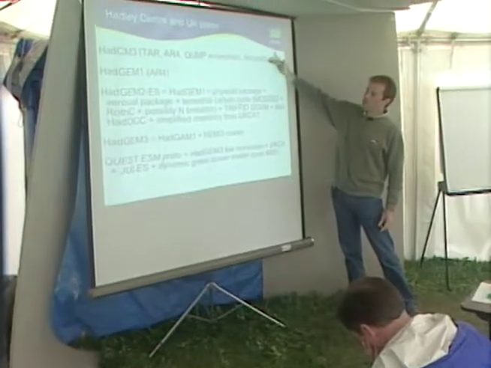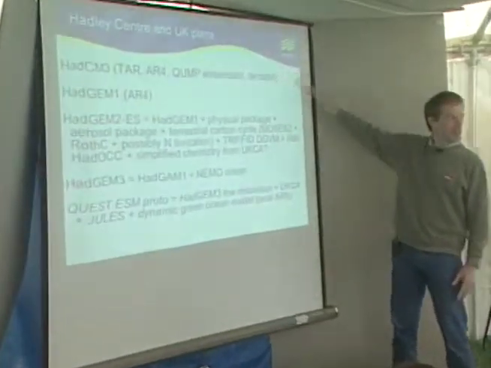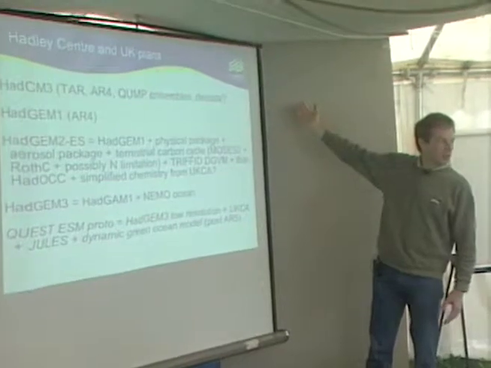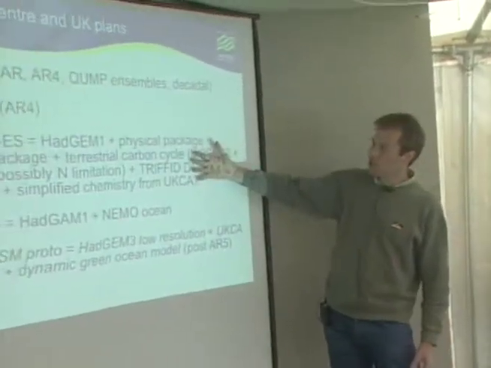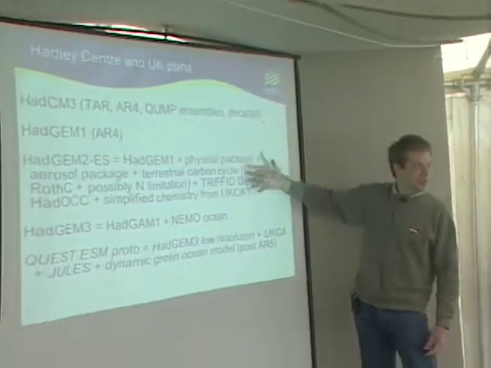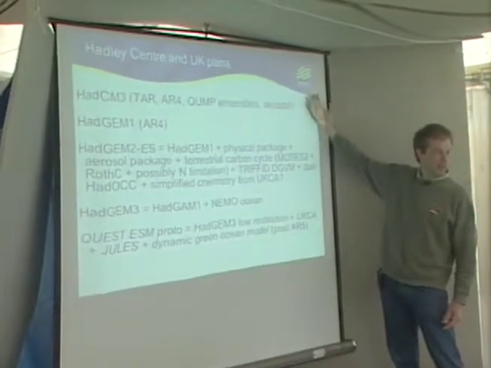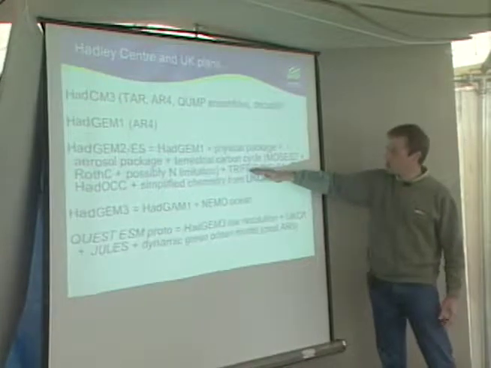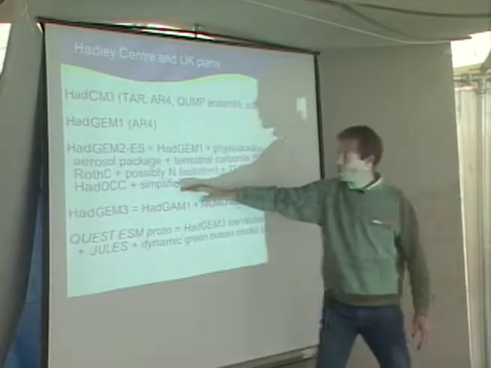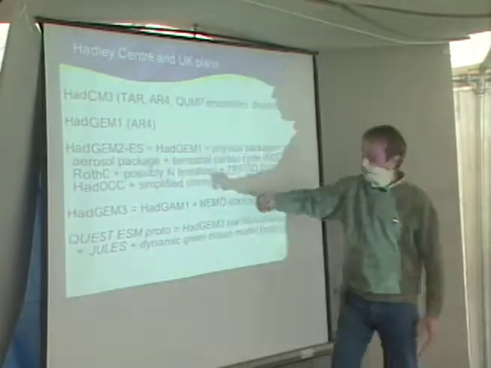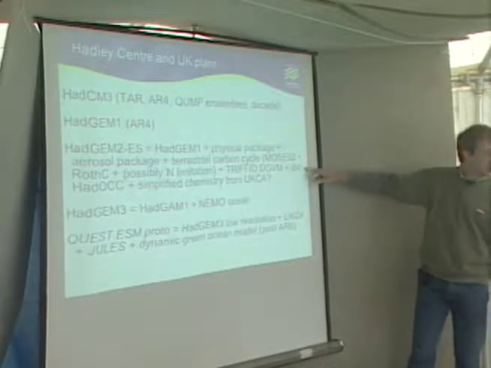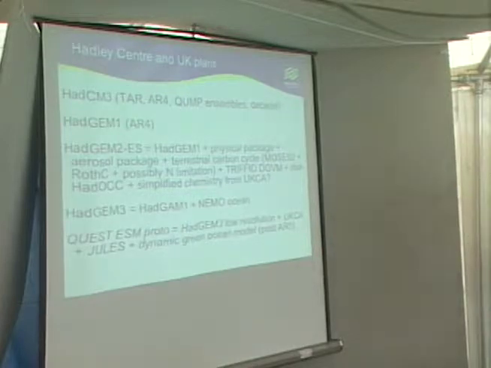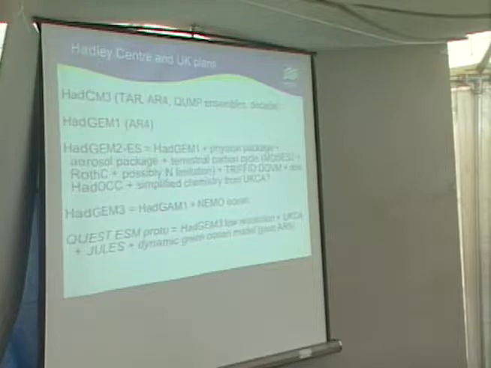But Peter used HadCM3 with TRIFFID, with HadOCC, and with that one pool soil carbon model. There will be a number of components which will be the same, but there will be also a number of improvements as compared to Peter's model. In particular, TRIFFID will be the same, there won't be any change, but the soil carbon model will be different now. And the ocean carbon model has been improved as well, or the complexity of it has been enhanced. So I don't know what we'll get.